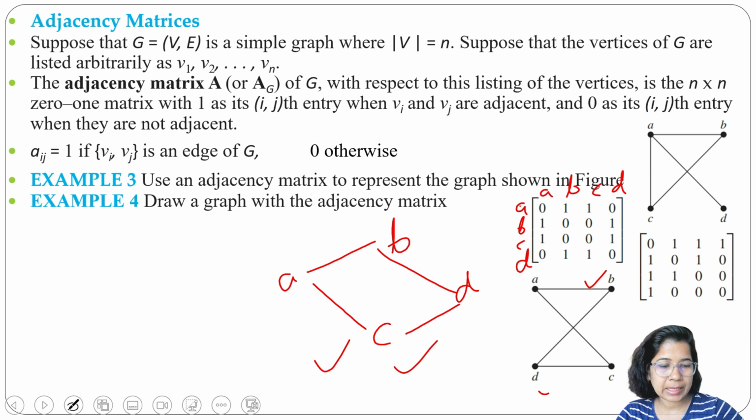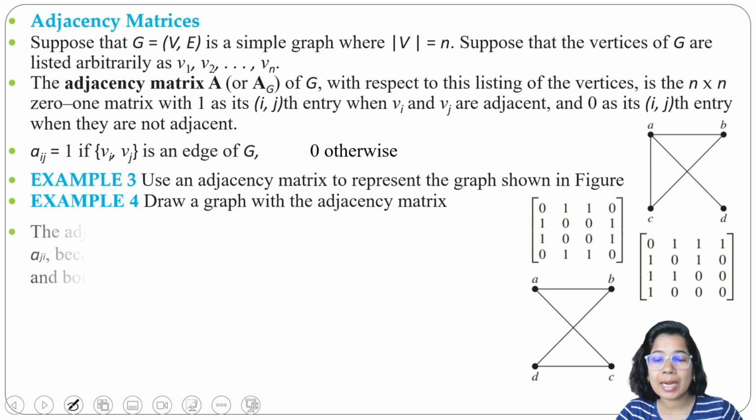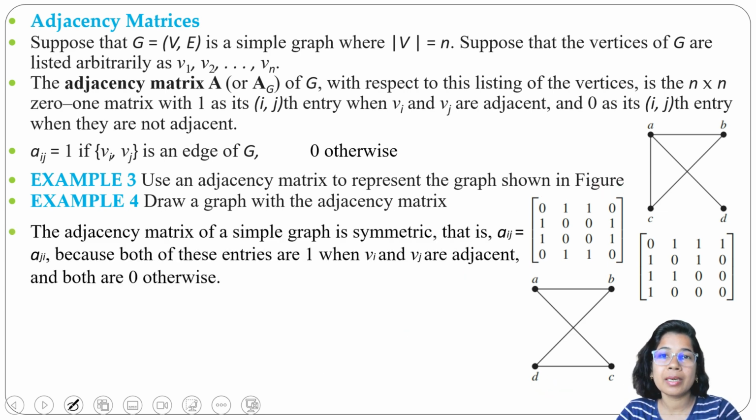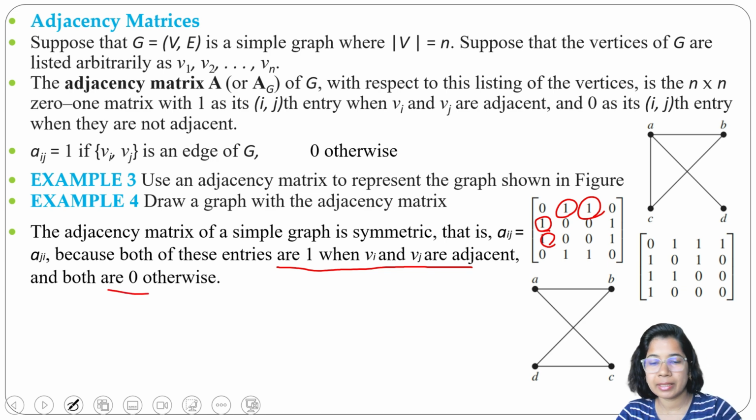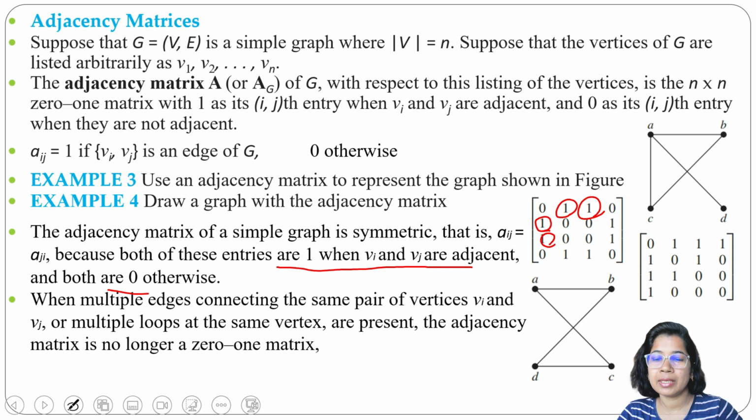So both graphs are same. You can check the adjacency. The adjacency matrix of a simple graph is symmetric. Means if A to B is 1, then B to A is also 1. Here you can see these two values are same. These two values are same. Means if there is an edge from B to A, then there is an edge from A to B. Because both of these entries are 1 when Bi and Bj are adjacent, else it is 0. So in case of simple graph, adjacency matrix representation is symmetric.